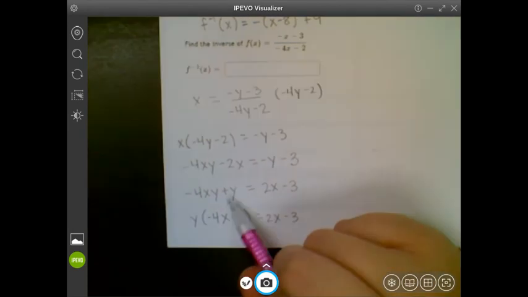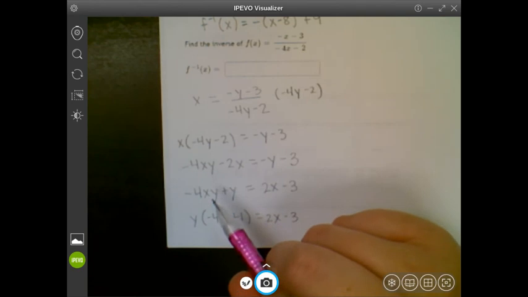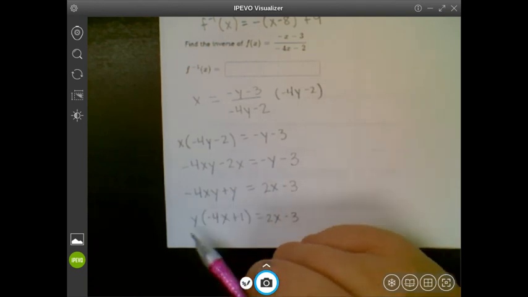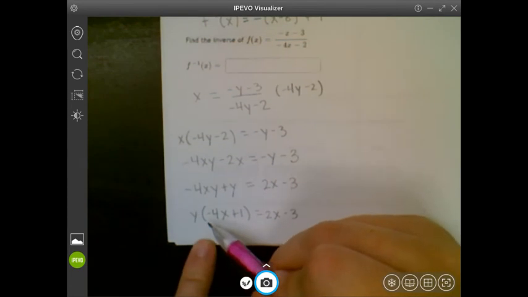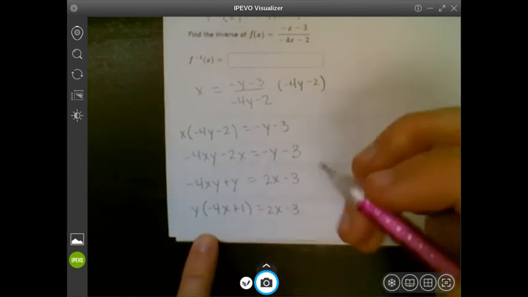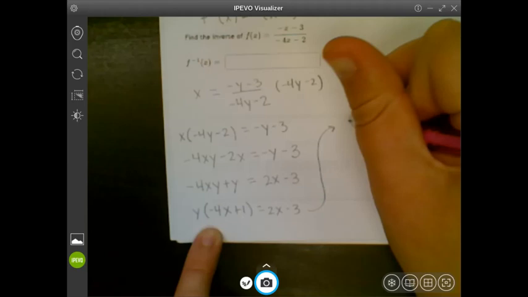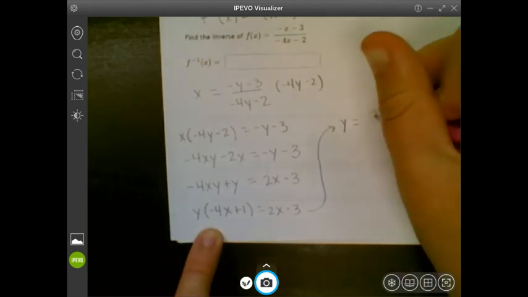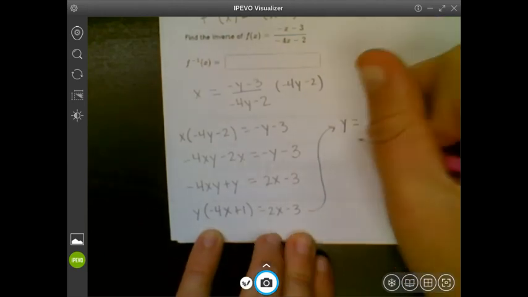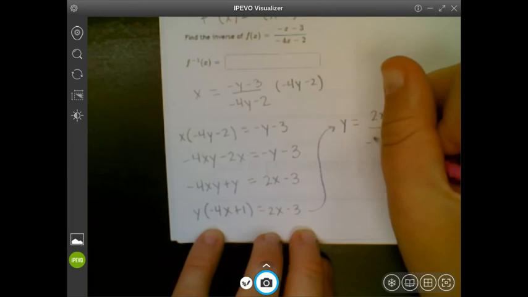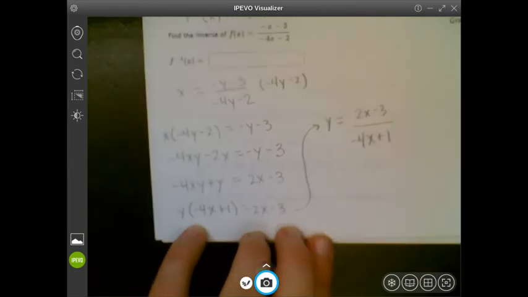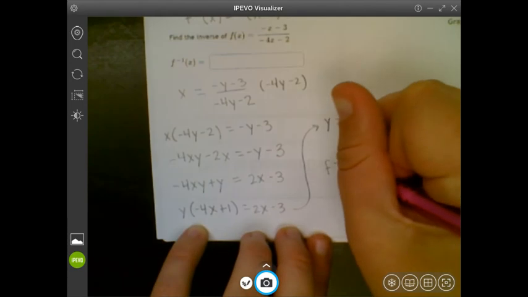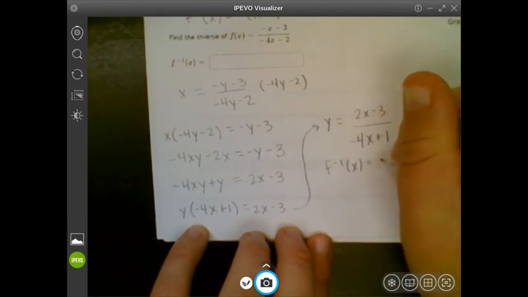So that factoring step is how you go from having two y's to having just one y. So now it's pretty easy to finish solving for y. You're just going to divide by this set of parentheses here. So your y will be equal to 2x minus 3 over negative 4x plus 1. So that is your inverse function since you have officially solved for y.